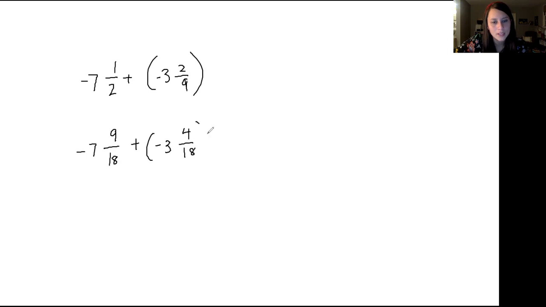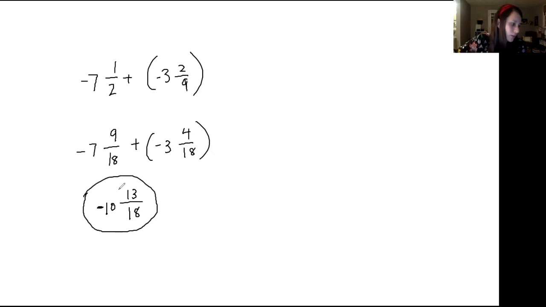4 out of 18. And so I'm going to add -7 plus -3 is -10. -9 plus -4 is -13. But because this negative belongs to the whole fraction, I don't have to write my negative up here because this negative belongs to everything in the fraction. And so it's -10 and 13 out of 18. All right.